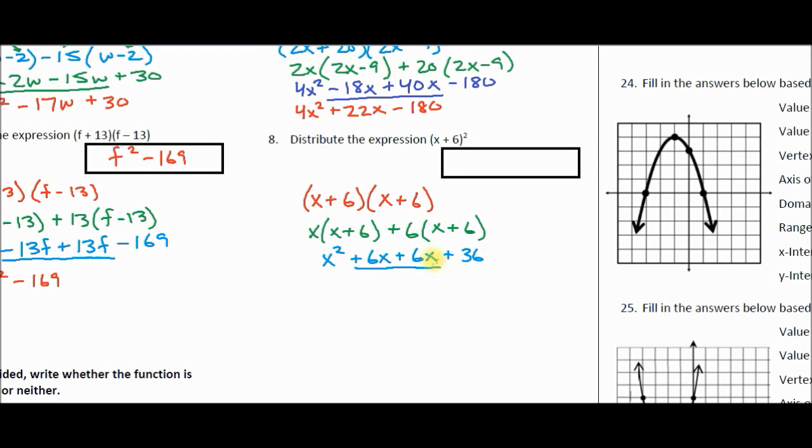Now we have the middle two terms. We can go ahead and combine them, and we get x squared plus 12x plus 36. The final answer is x squared plus 12x plus 36. I'll continue the review sheet on the next video.